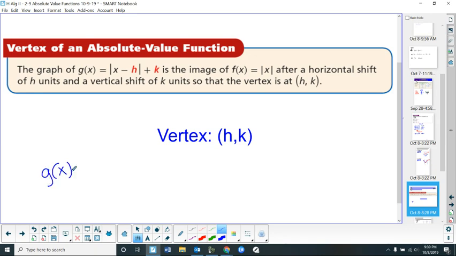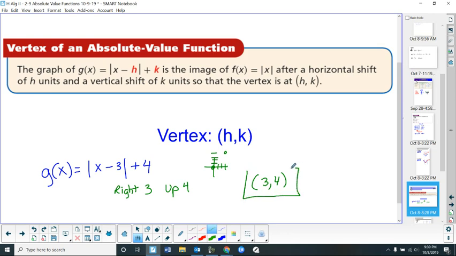I always tell my students, think of this equation. g of x equals absolute value of x minus 3 plus 4. Ask yourself, what is happening to this graph? Which way is it shifting? So the minus 3 is making it go to the right 3. And then the plus 4 is making it go up 4. So think of your vertex. Your vertex was at 0, 0. It now went right 3 and up 4. So where's your vertex? Well, your vertex is at the point 3, 4.